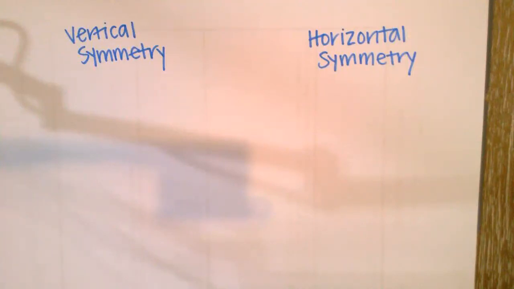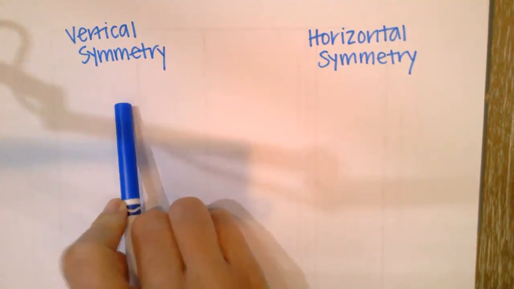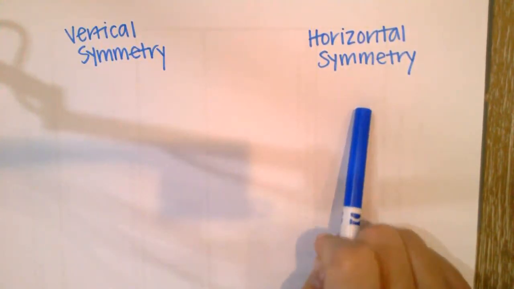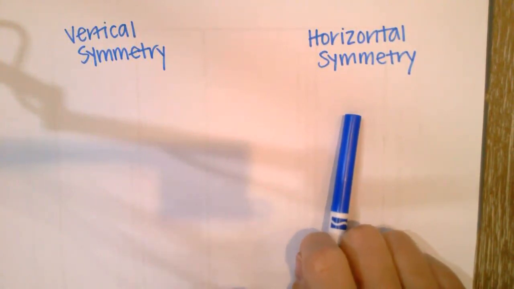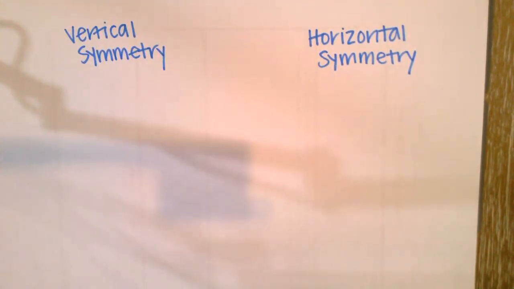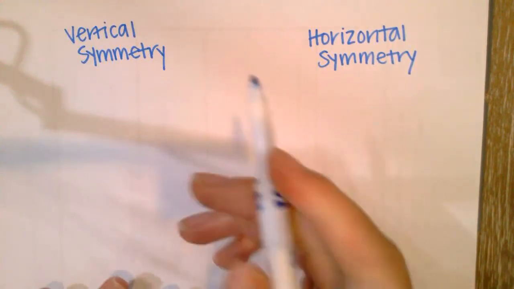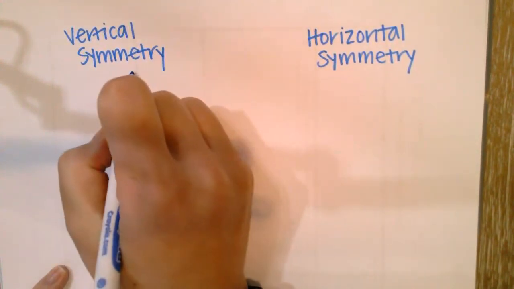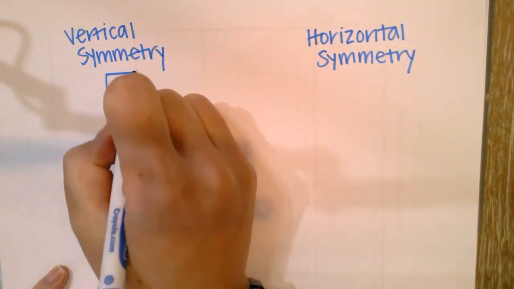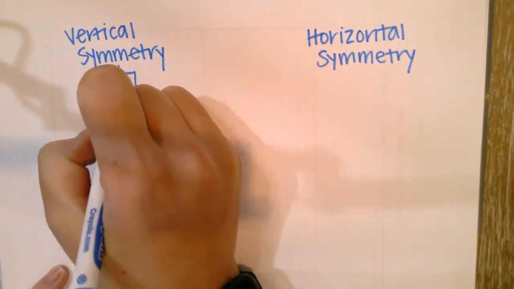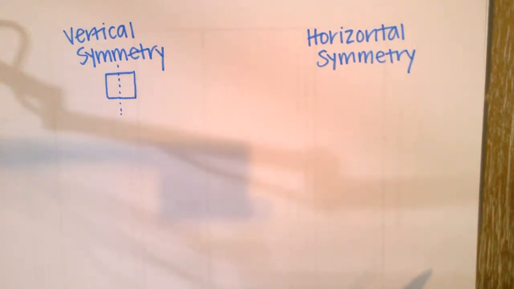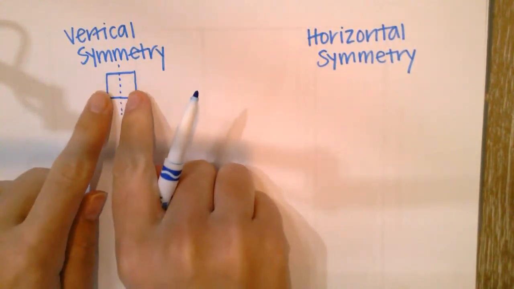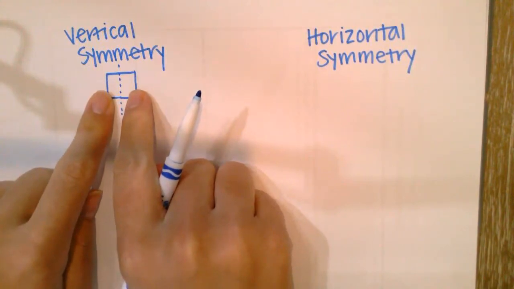Today, we are going to use the alphabet to identify shapes that have vertical symmetry, horizontal symmetry, both types of symmetry, or neither. Before we get started, let's just quickly review what vertical symmetry is. That's if we were to use a vertical line to cut the shape, we would have two halves that are exact matches.